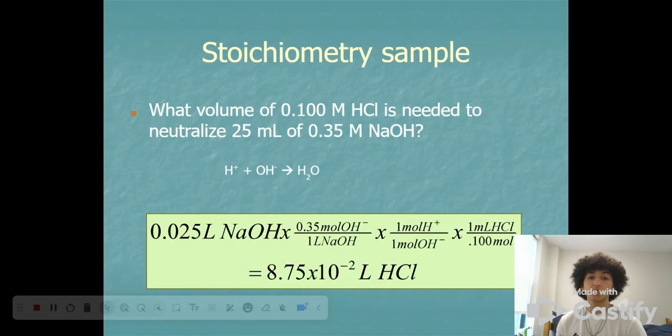Notice that this is basically just M1V1 equals M2V2 for a 1-to-1 neutralization. But the net ionic equation approach is more general and handles cases where the mole ratio isn't 1 to 1, like sulfuric acid, which donates 2 protons.